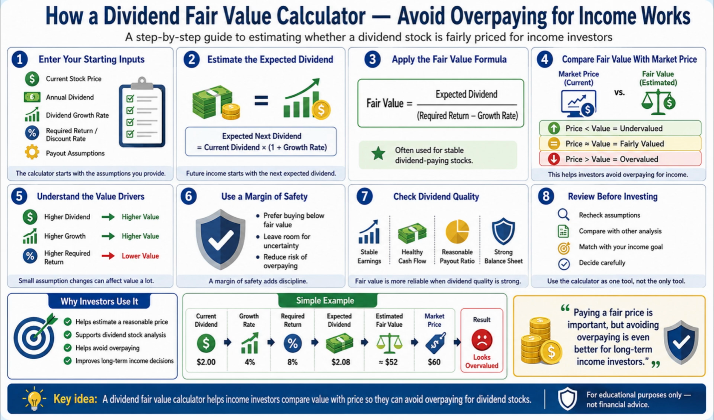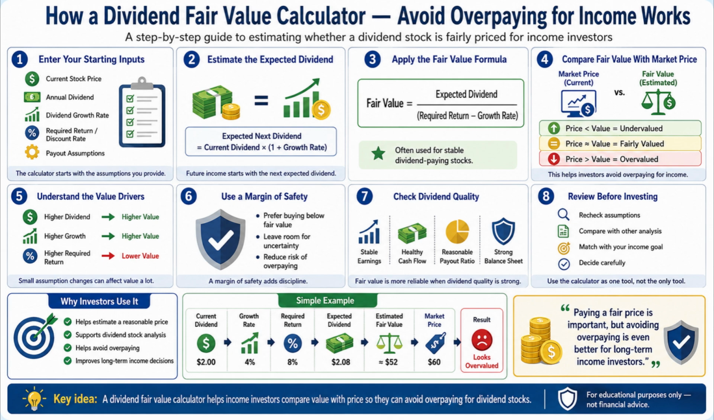These usually include the current stock price, annual dividend, dividend growth rate, required return or discount rate, and payout assumptions. These inputs give the calculator the basic information needed to estimate what the stock may be worth for an income investor. Next, the calculator estimates the expected dividend. In many cases, it focuses on the next expected dividend rather than only the current dividend. This is often calculated by multiplying the current dividend by 1 plus the growth rate. In simple terms, future income starts with the next expected dividend, not just the amount being paid today.